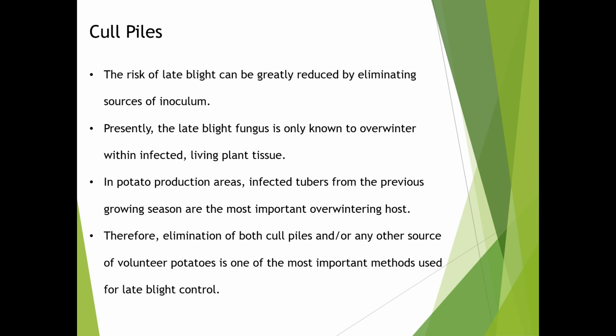Cull piles. The risk of late blight can be greatly reduced by eliminating sources of inoculum. Presently, the late blight fungus is only known to overwinter within infected living plant tissue. In potato production areas, infected tubers from the previous growing season are the most important overwintering hosts. Therefore, elimination of both cull piles and any other source of volunteer potatoes is one of the most important methods used for late blight control.